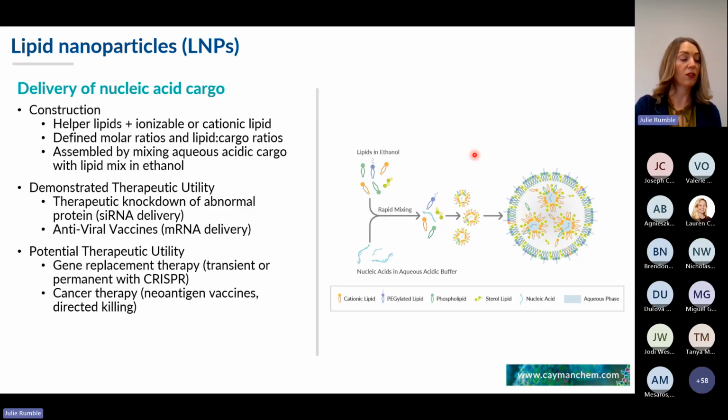LNPs have been successfully demonstrated for therapeutic applications such as protein knockdown, siRNA delivery, and antiviral vaccines, or mRNA delivery. Moreover, LNPs hold significant promise for advancing future therapies, including gene replacement and cancer treatments, offering innovative solutions for a wide range of diseases.